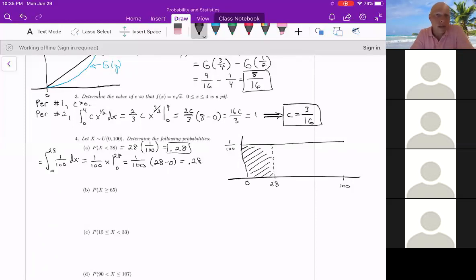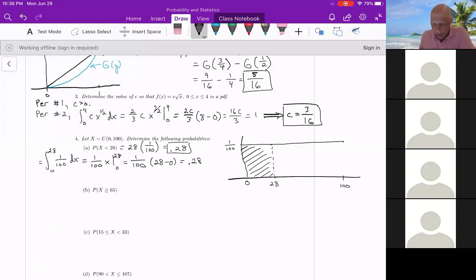Integration, more often than not, is what you're going to have to use for most continuous distributions. But I like starting off with this one just because you can get it more geometrically. So if your integration isn't where it should be, it's nice to be able to check it from a geometric perspective.